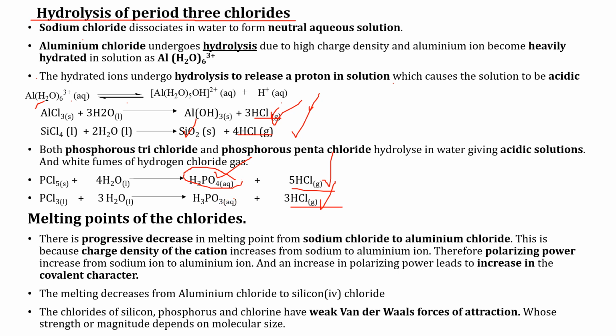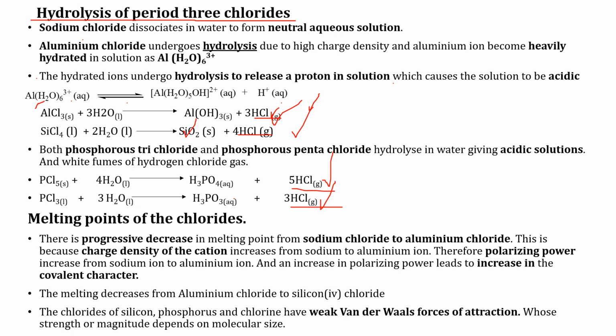Now let's proceed to the melting points of the chlorides. We say that sodium and magnesium chloride are going to be ionic, like in the table that we started with, and I gave that as an assignment. I'm just going to be going through the statements briefly. We are saying that there's a progressive decrease in melting point from sodium chloride to aluminium chloride. For ionic chlorides, we look at polarizing power and explain them in terms of polarizing.